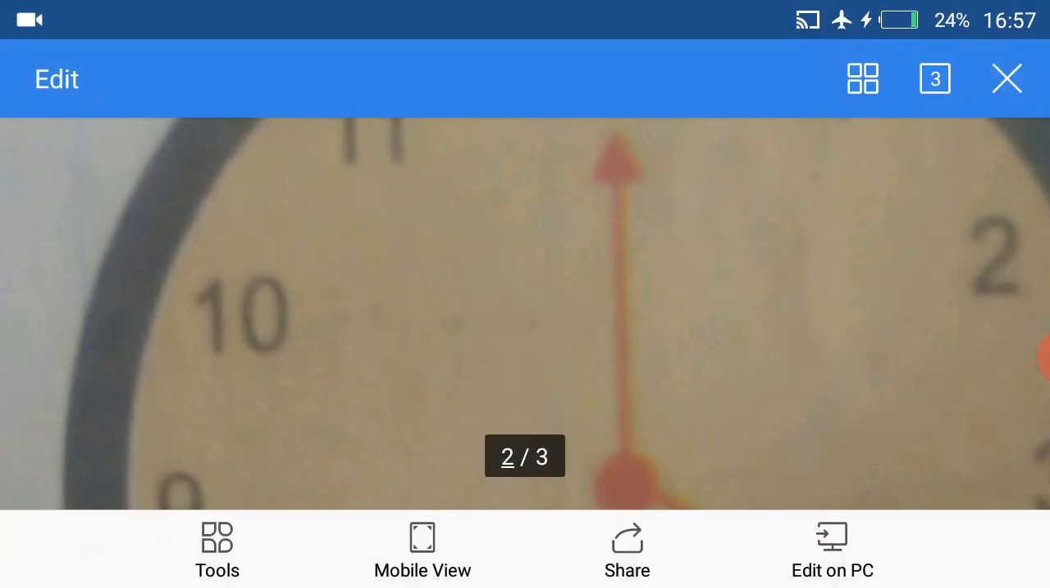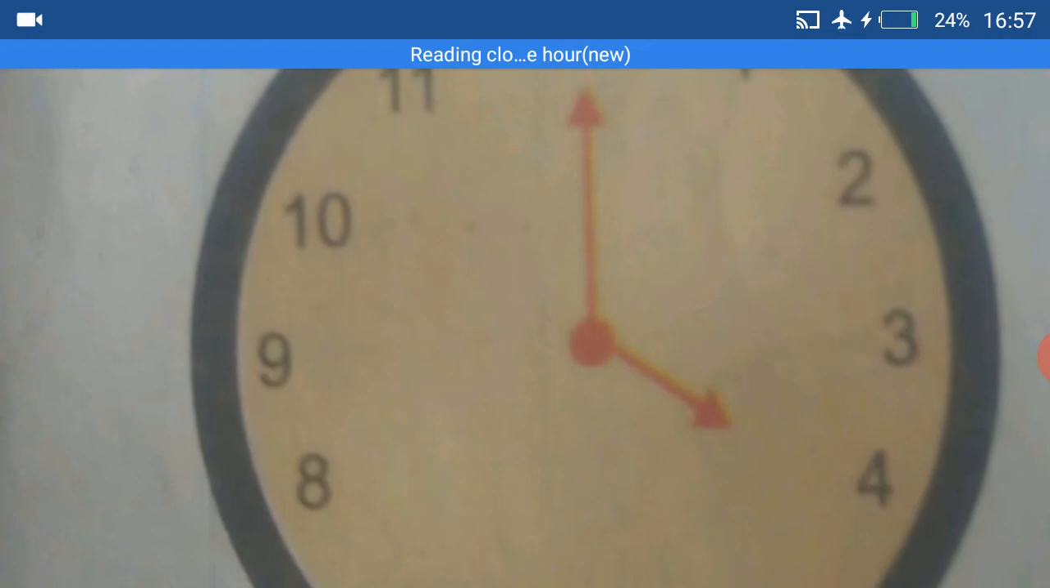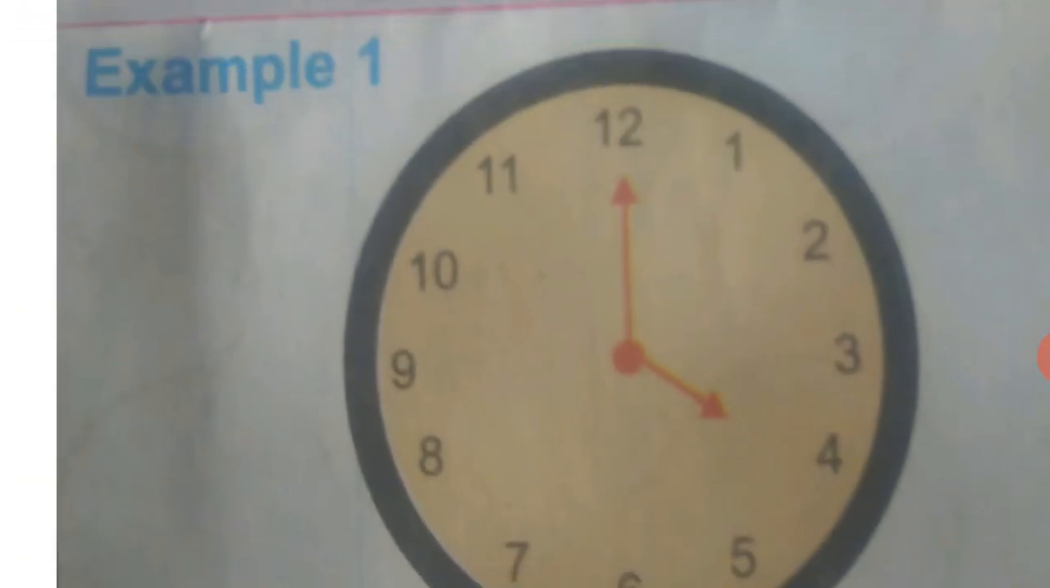We can read time through these two hands. We can read our time with the two hands we have on our clock. The first one here, example 1, we have the clock and the two hands are there. The first hand, the short one, is placed on 4. And don't forget that I've told you at the beginning of this lesson that the short hand is also known as a hand, while the long hand is also known as minute hand.